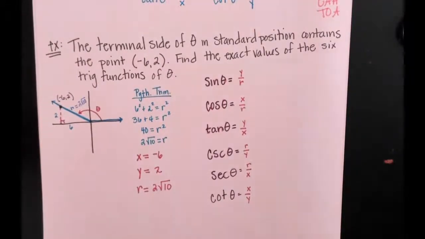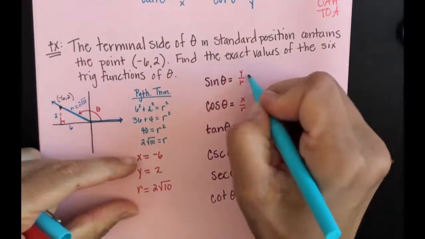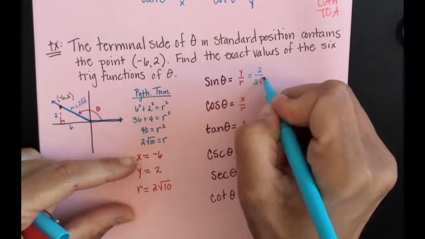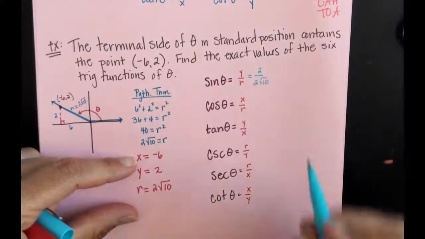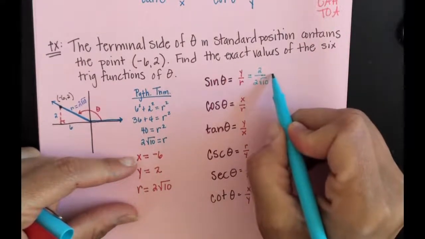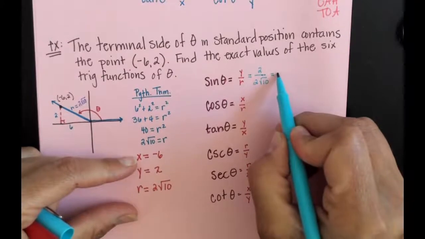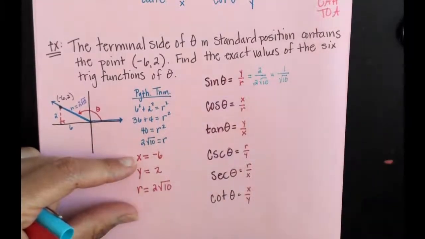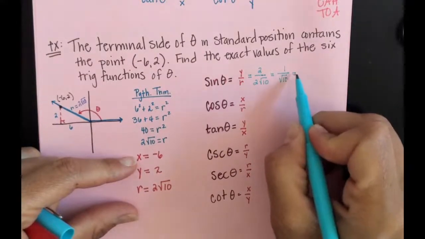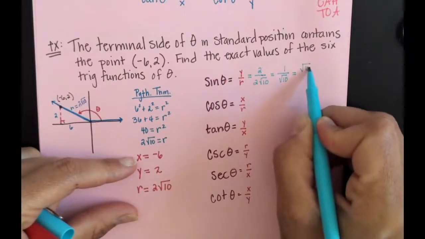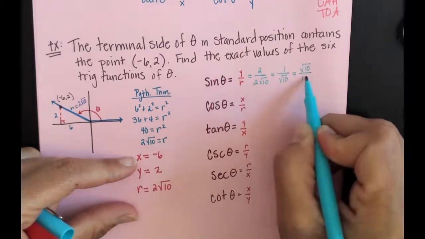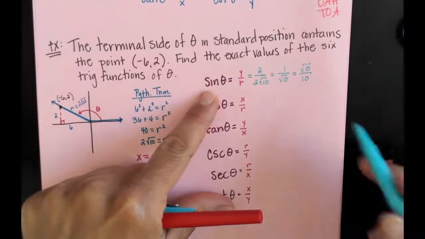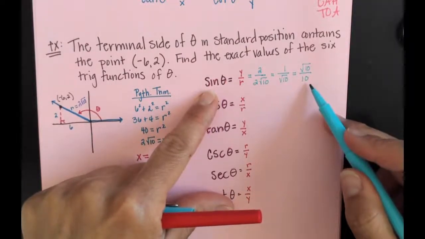So let's just use these three, and now we have 2 over 2 radical 10, which we know we can't keep a radical in the denominator. So I am going to first reduce the 2's, so it's 1 over radical 10. And we know that the radical gets yanked to the top and just the radicand on the bottom. So our sine theta is radical 10 over 10.